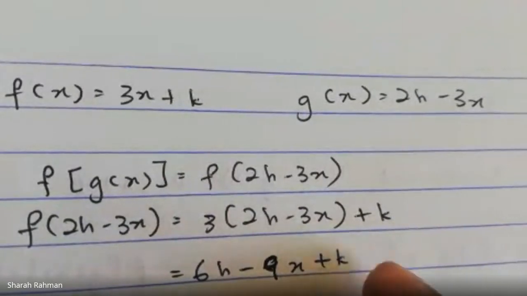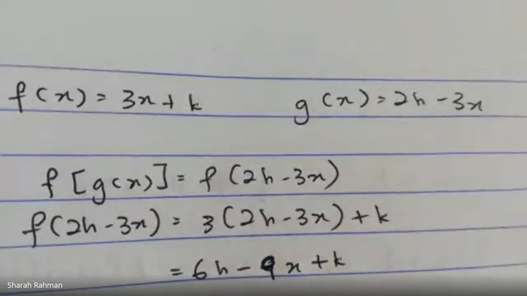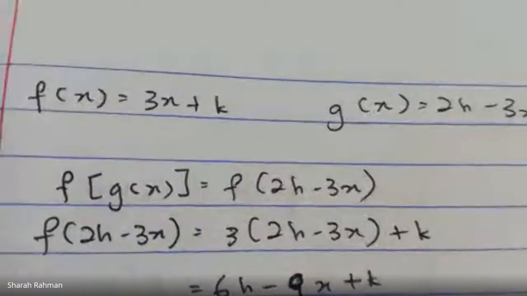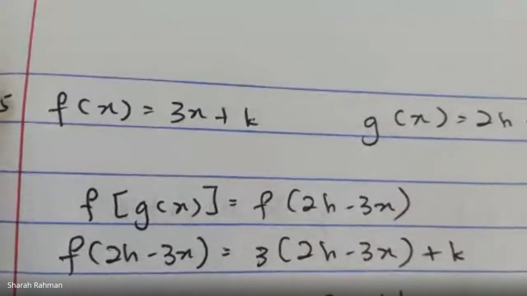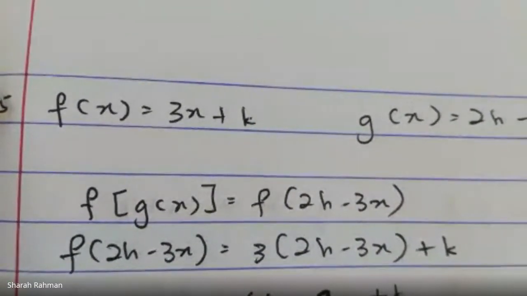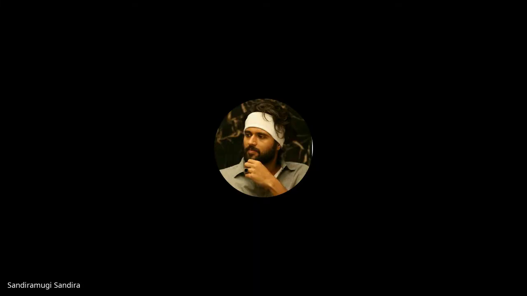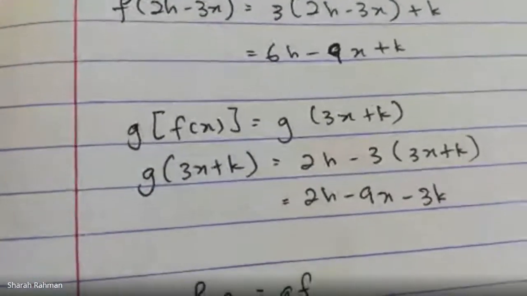So we do the simplification. We will get 6h minus 9x plus k. Until this, Sandira, is that okay? Yeah, okay. So next, we proceed to gf.